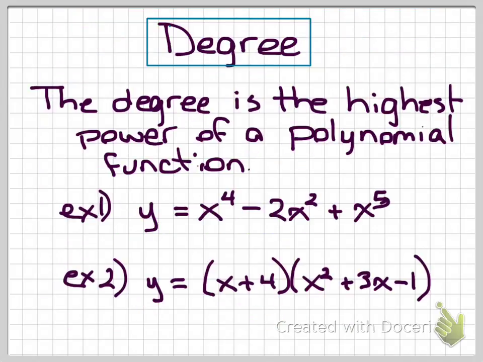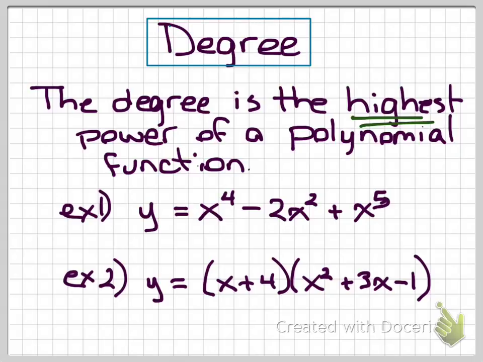One of the important features in a polynomial function is the degree. Now we can find the degree of any term, and that really is just the power. So if we were looking for the degree of the entire polynomial function, it's going to be the highest power of the polynomial function. So let's take a look at example 1.